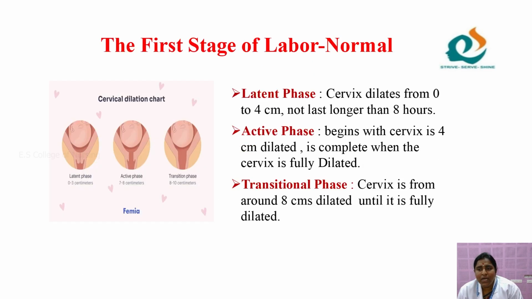So as we know that the first stage of labor, as already I said, has the latent phase, active phase and transition phase. If the cervical dilatation is 0 to 4 centimeter, it will last for 8 hours. That is latent phase. And active phase begins with the 4 centimeter dilated and completed when cervix is fully dilated. Transitional phase, that is cervix from around 8 centimeter dilated until it is fully dilated.